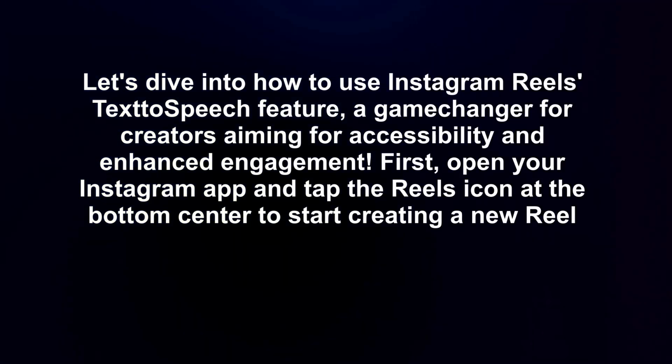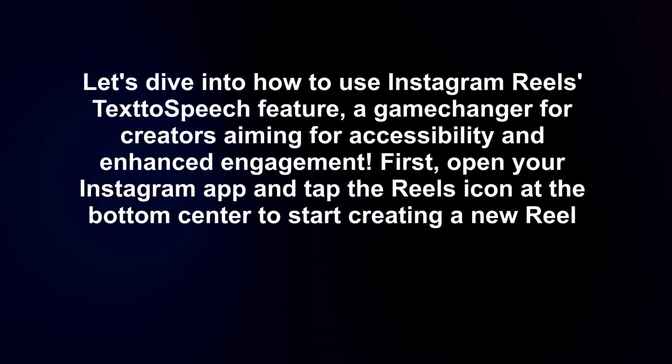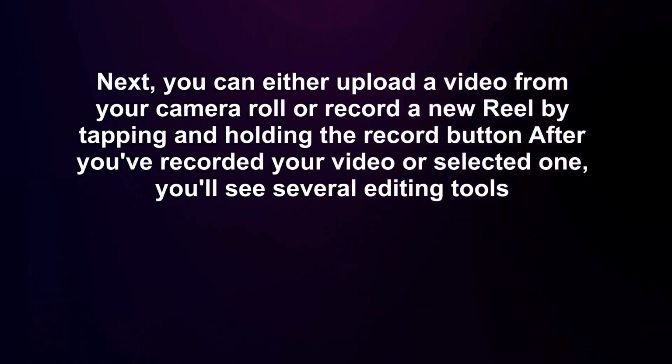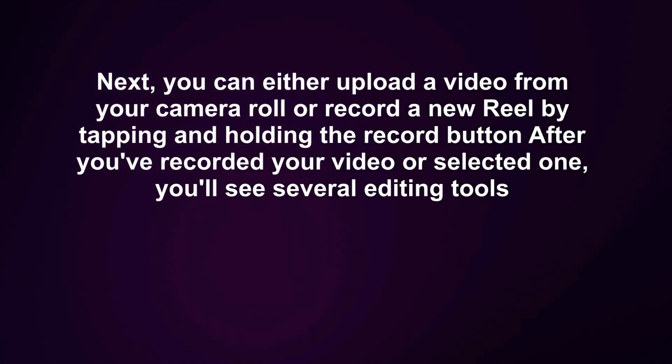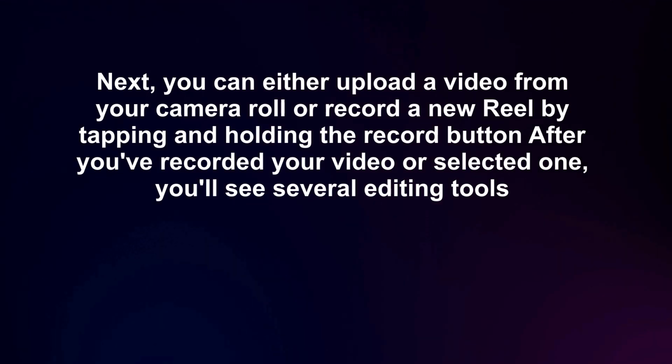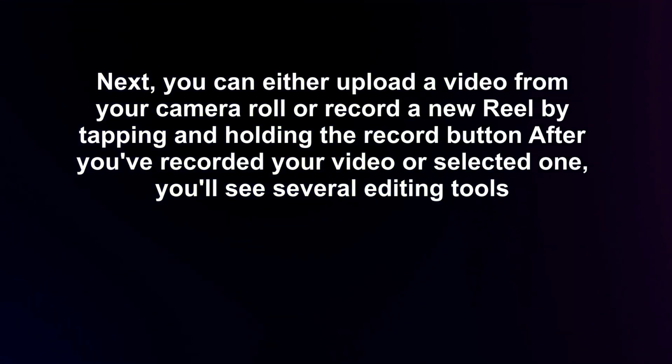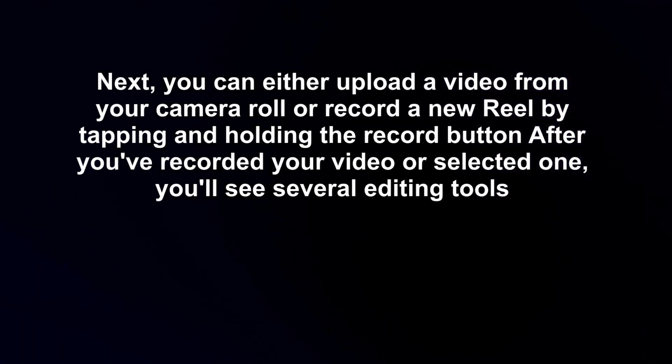First, open your Instagram app and tap the Reels icon at the bottom center to start creating a new reel. Next, you can either upload a video from your camera roll or record a new reel by tapping and holding the record button. After you've recorded your video or selected one, you'll see several editing tools.